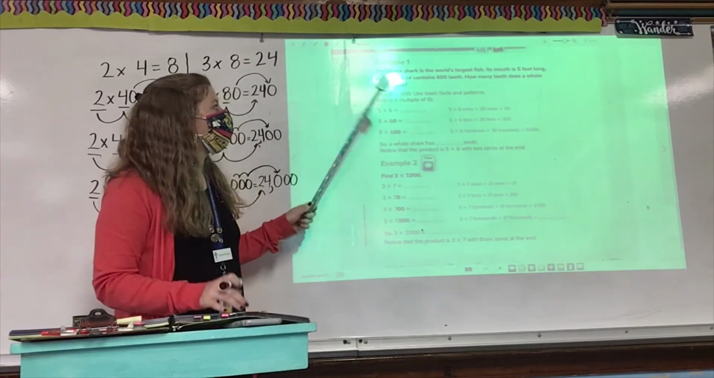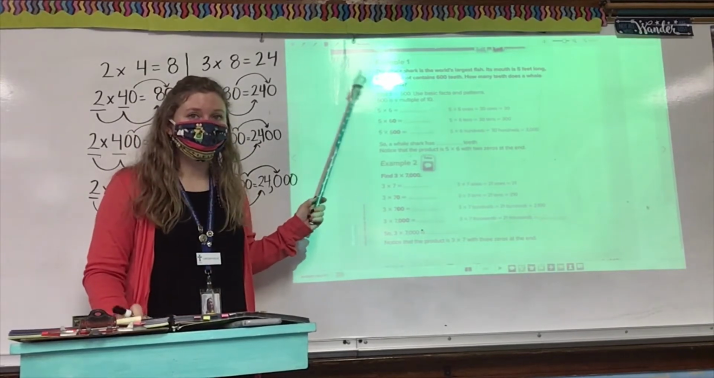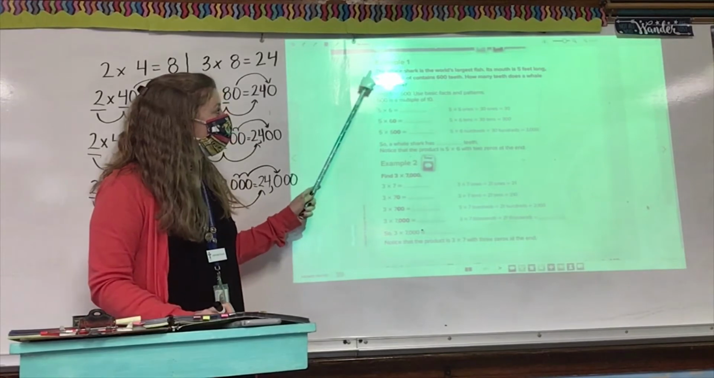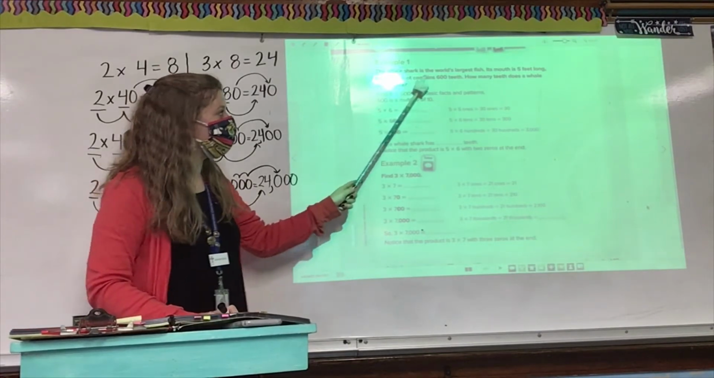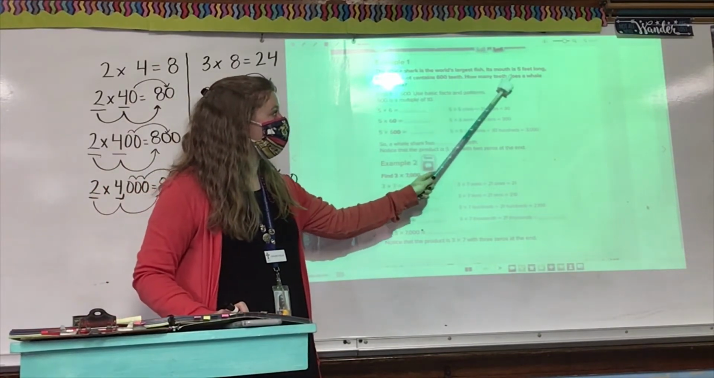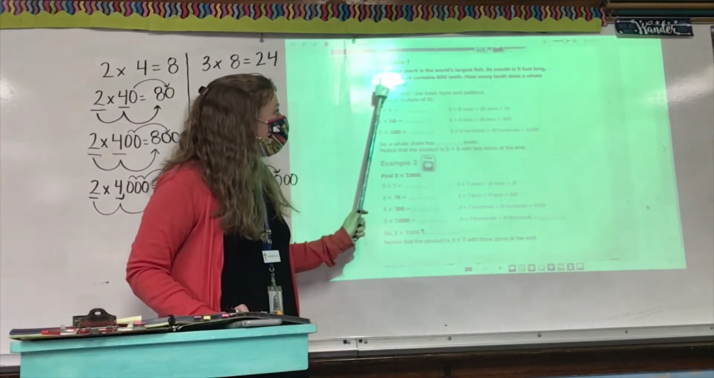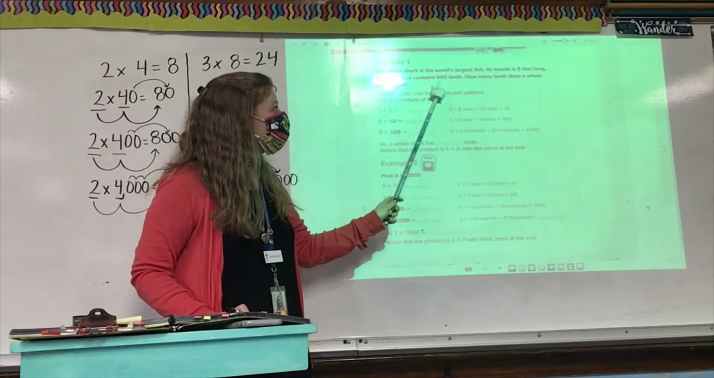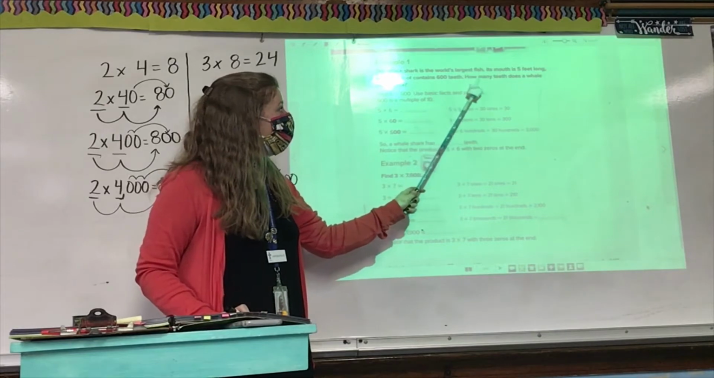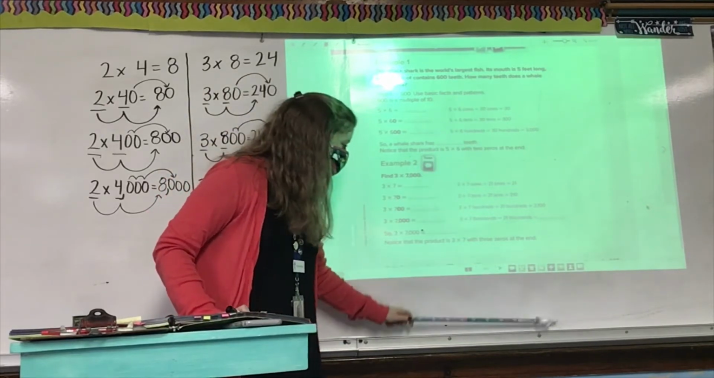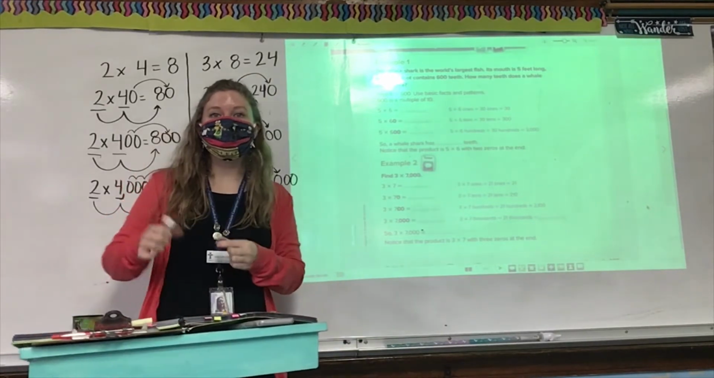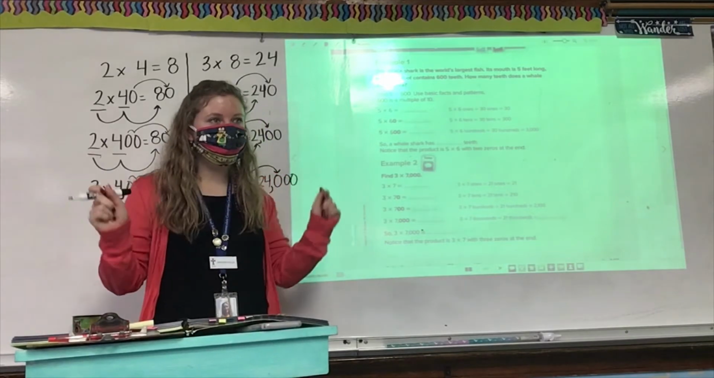Okay, read example 1 in your head while I read it out loud. The whale shark is the world's largest fish. Its mouth is 5 feet long, and each foot contains 600 teeth. How many teeth does a whale shark have? Well, first, anytime we have word problems, first thing we do is what?